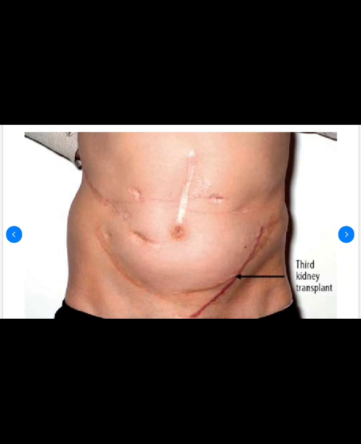So what's the case? It's a case of renal transplantation. I think third time renal transplantation with transplanted kidney on the left iliac fossa. So what may be the cause of CKD in children?